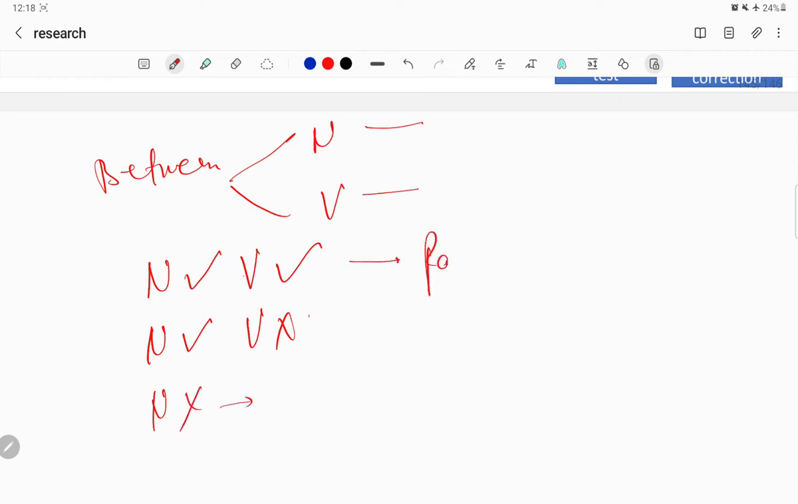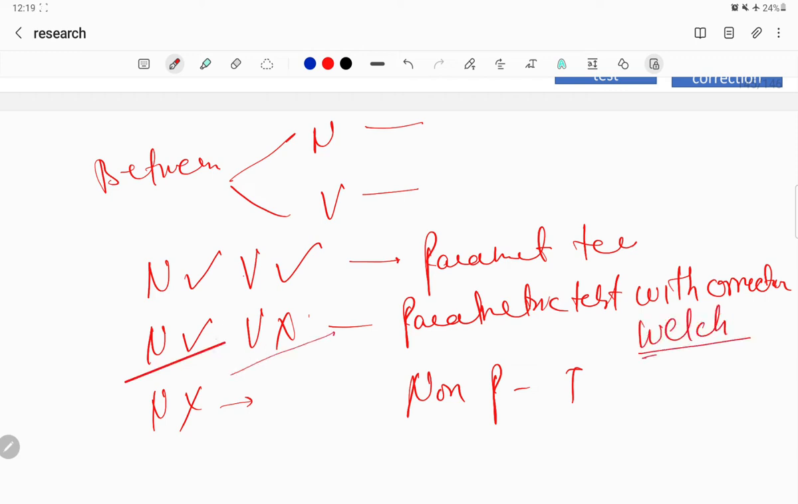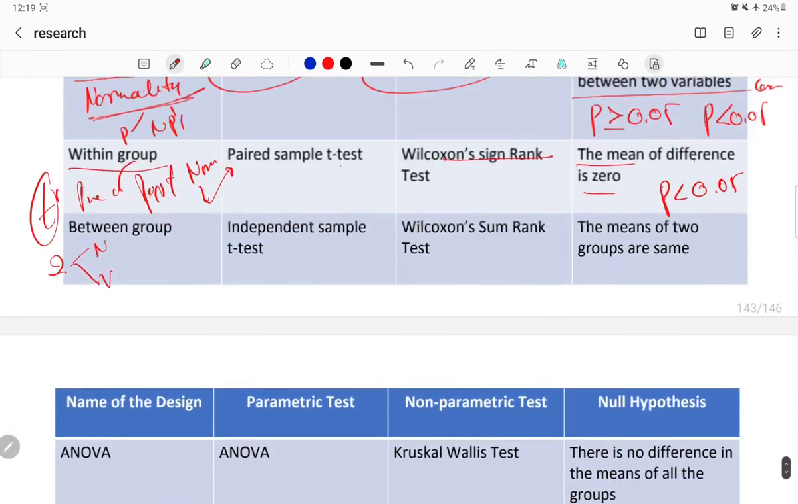For the first, we go for a parametric test. For the third, a non-parametric test. And in the second, we go for a parametric test, remember, with correction. Just remember it: when normality is satisfied but variance is not satisfied, this test name is the Welch test. That's in the software only, you can just note it down.